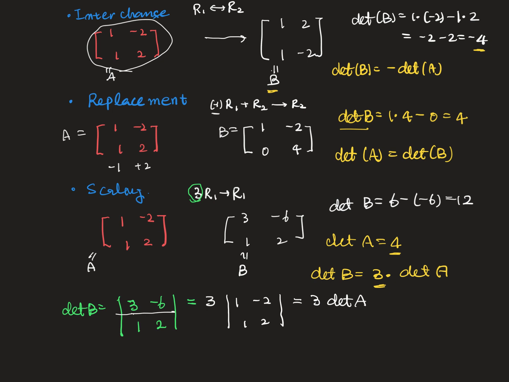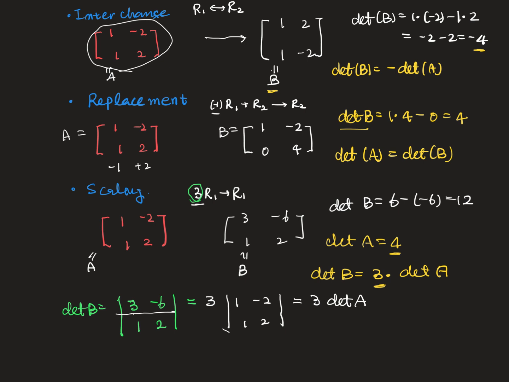So remember the three properties when you calculate the determinant. Interchange changes the sign. Replacement doesn't change the determinant. Scaling: a number that is a common factor, take it out. Then you calculate the remaining determinant, okay?